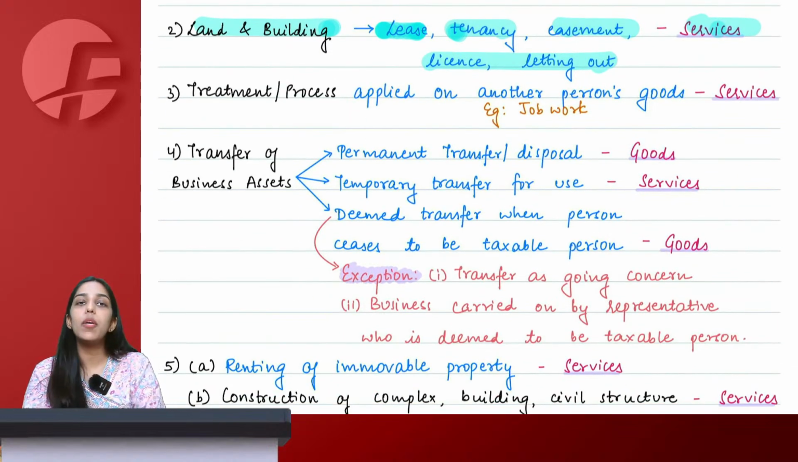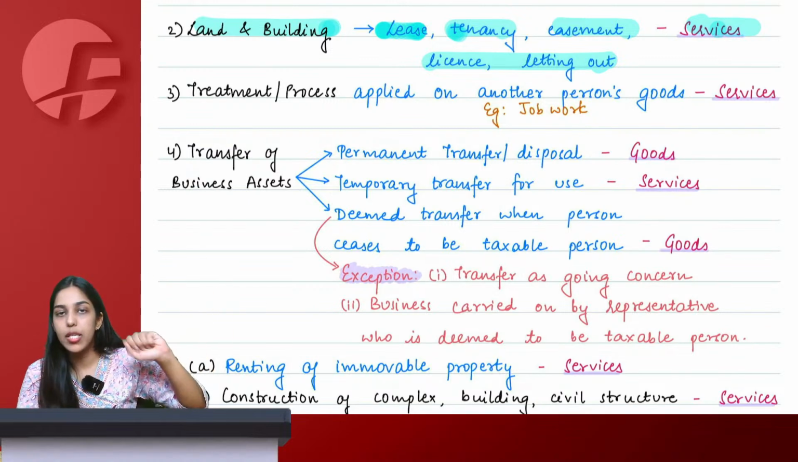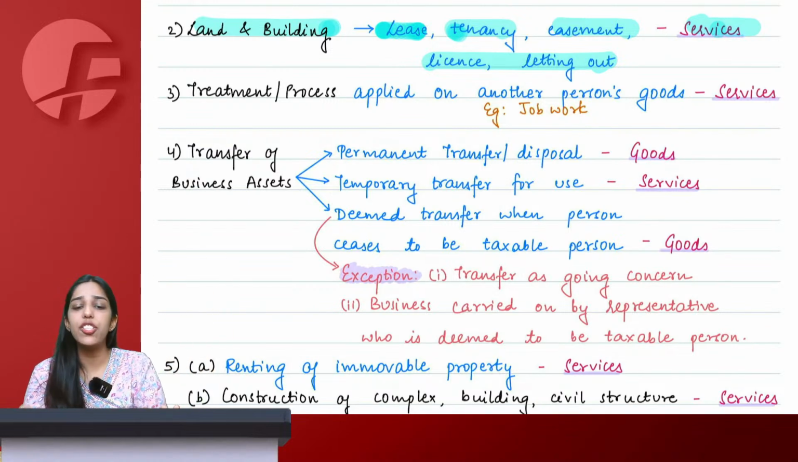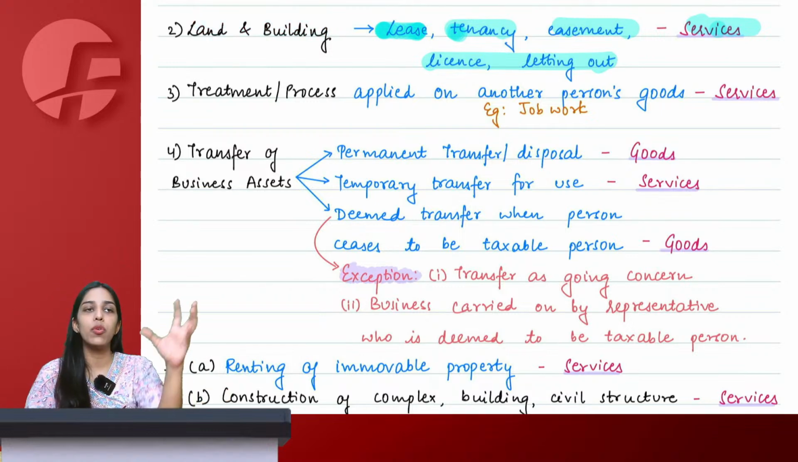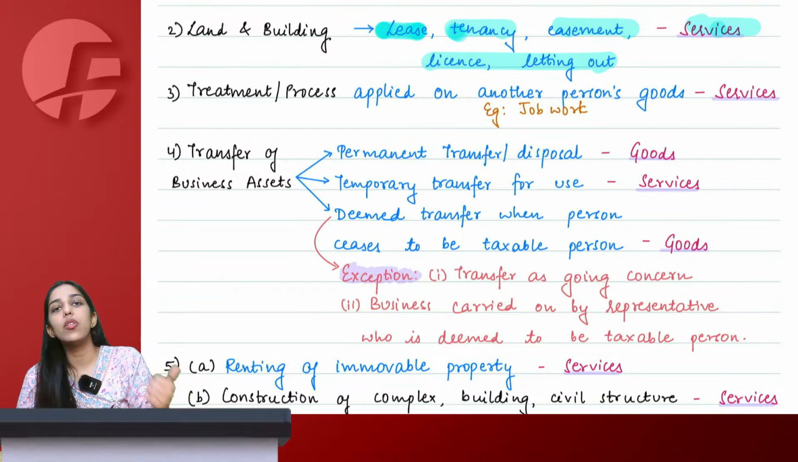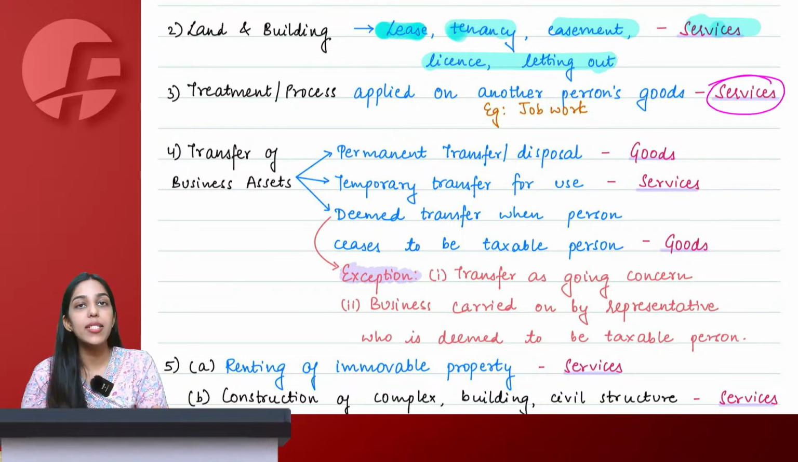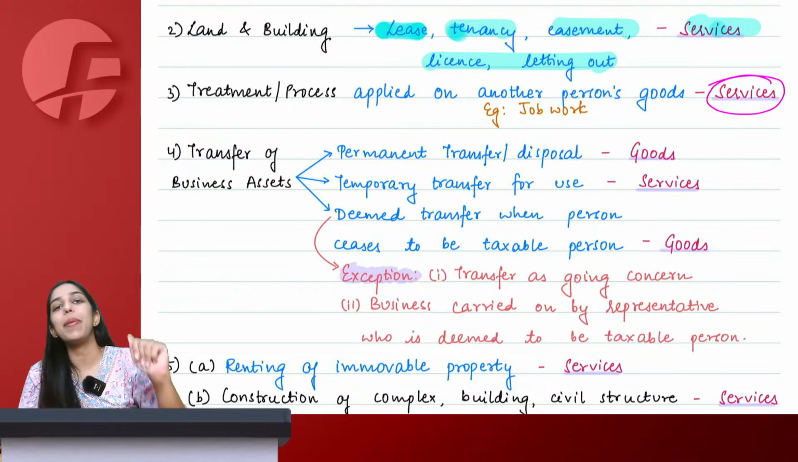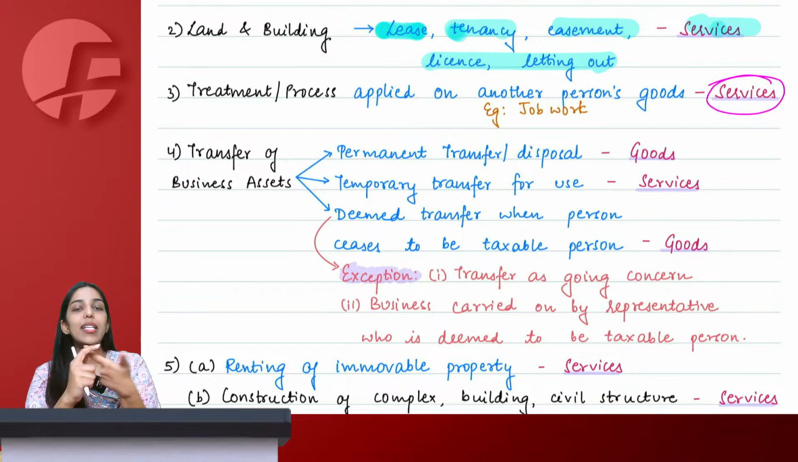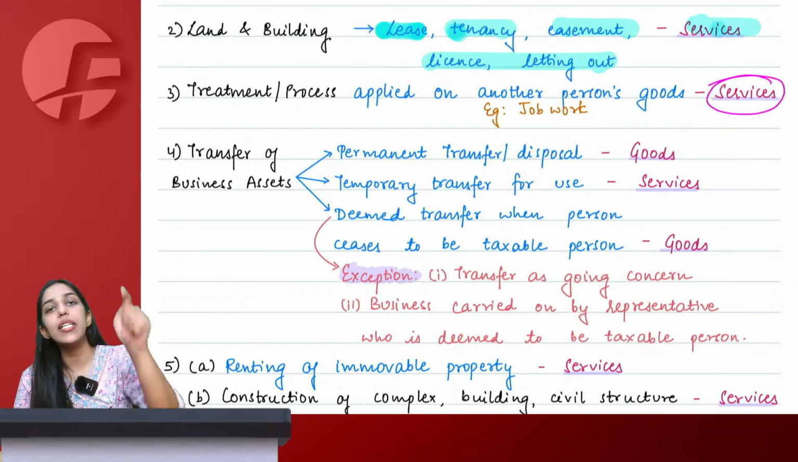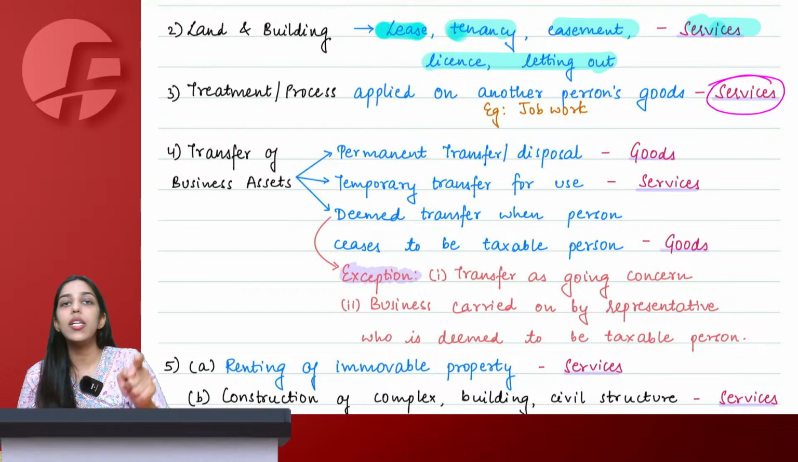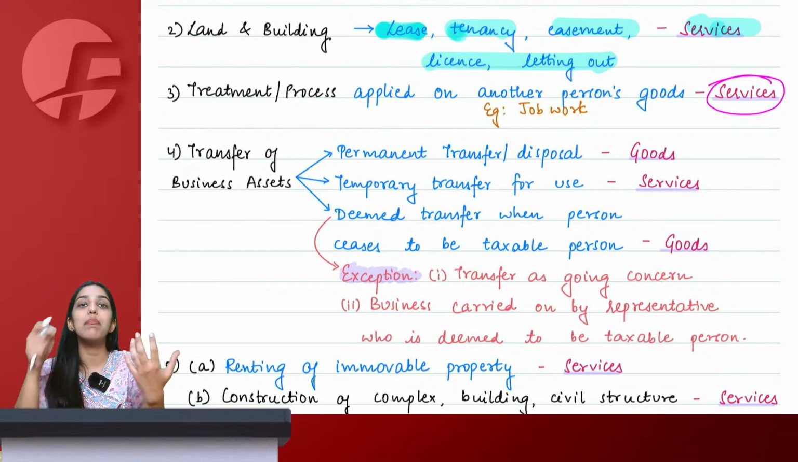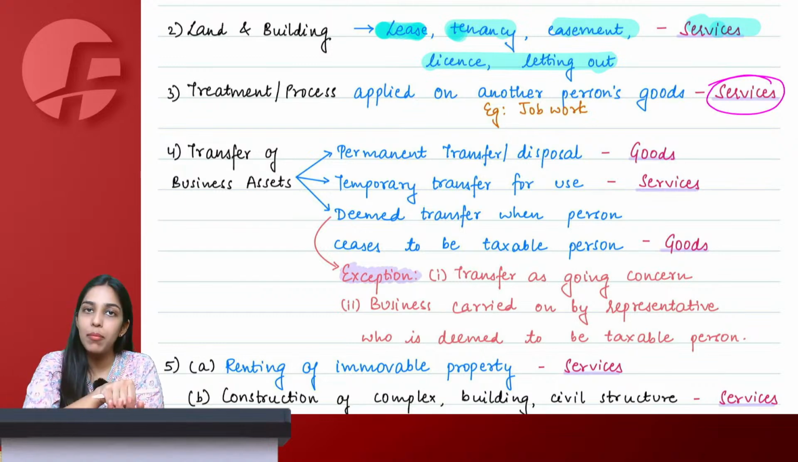You doing treatment or process on some other person's goods. Let's say I send you a t-shirt and I tell you that I want you to customize this t-shirt for me, you paint it for me, you write something on it. Will it be considered as goods or service? Service. Now you might say that in the process of customizing the t-shirt, I used some paint, I used some thread. Now paint and thread are goods, but was your intention to sell me the paint? Was your intention to sell me the thread? The answer is no. Your intention was to work on my t-shirt, do some service on my t-shirt.